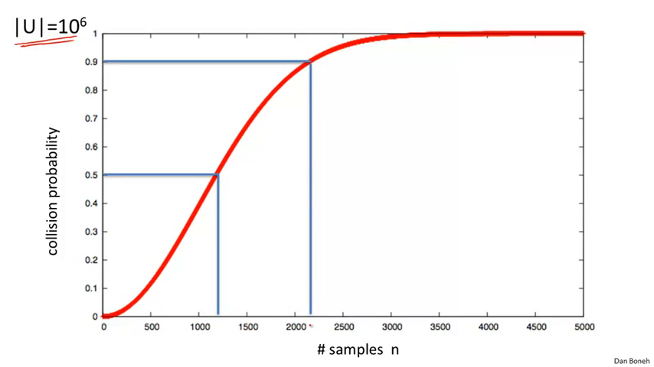So this converges very quickly to 1 as soon as you go beyond the square root of the size of the universe. So we're going to come back and study the birthday paradox in more detail later on, but for now I just wanted you to know what it is. So that's the end of this segment, and in the next segment, we'll start with our first example encryption systems.